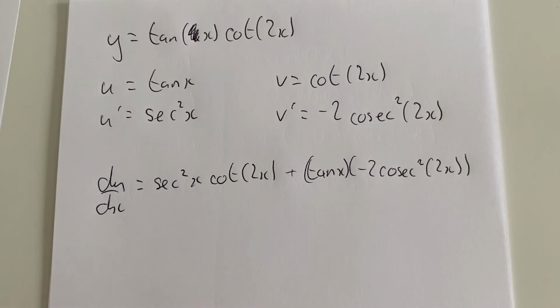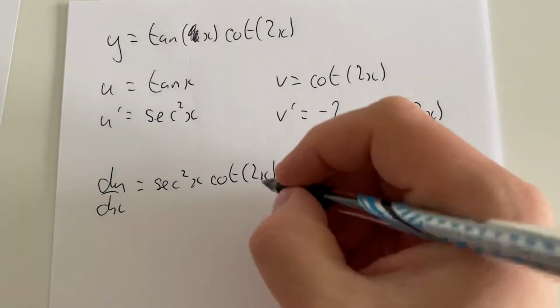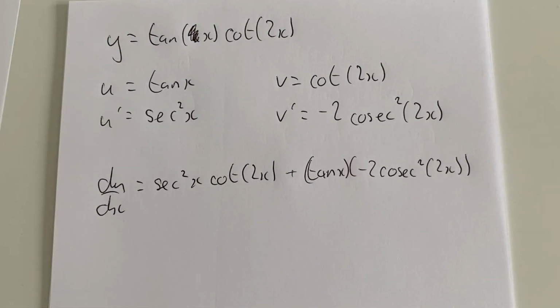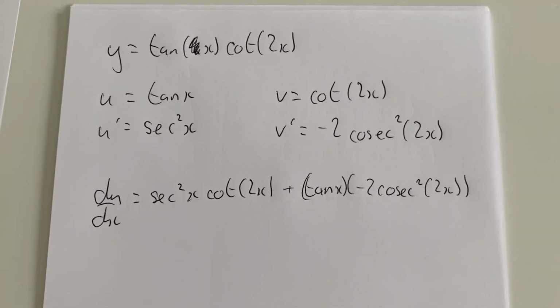There's things you can do to simplify. I'm not going to go through everything right now because it's not needed. That's for a different video. But that would be how you would do, for example, a product rule involving them.